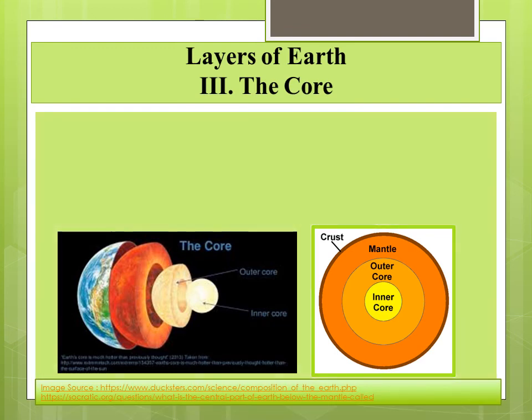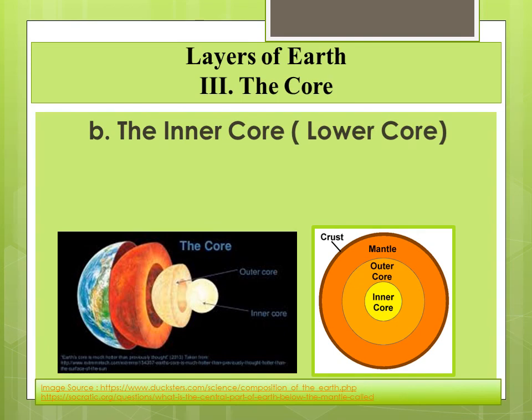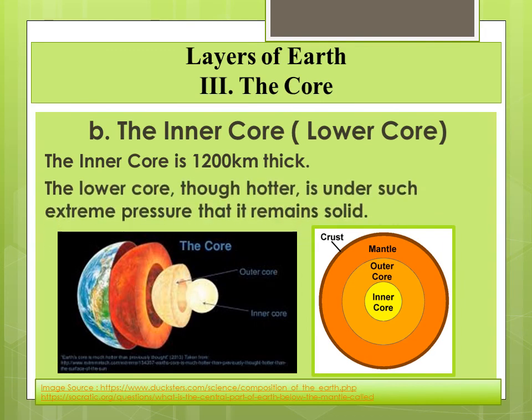Number 2, the inner core, or it is also called the lower core. The inner core is 1200 kilometers thick. The lower core is more hot than the upper core, but due to extreme or high pressure of the above all layers, it remains in solid form.